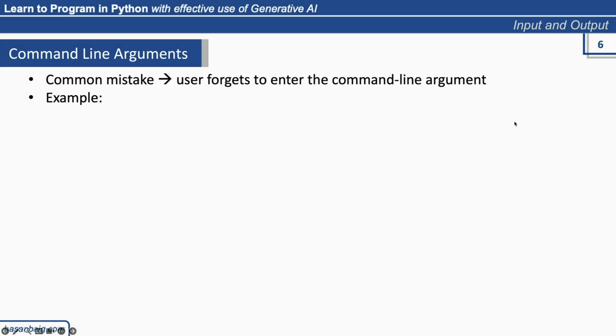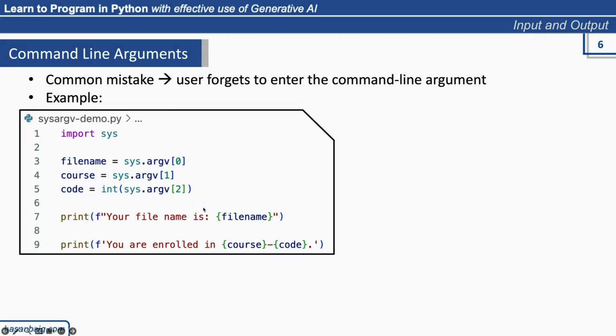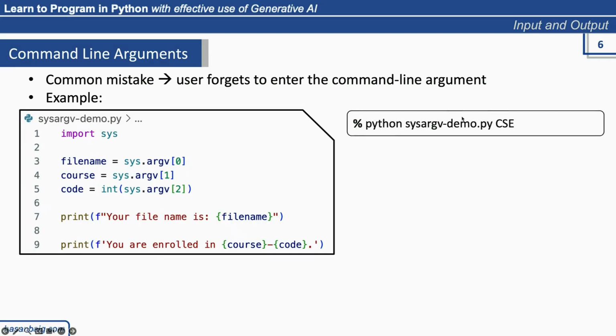Okay, so the common mistake: the user forgets to enter the command line argument. For example, if I develop a program and I expect my end user to run it using Python, the file name, and then provide at least 2 inputs, and the end user forgets to provide enough inputs. That is a common mistake. If I run this program passing only 1 argument, CSE, and I mistakenly forgot to provide the second argument, what will happen? When this code is run, what do you think it will display on your screen?